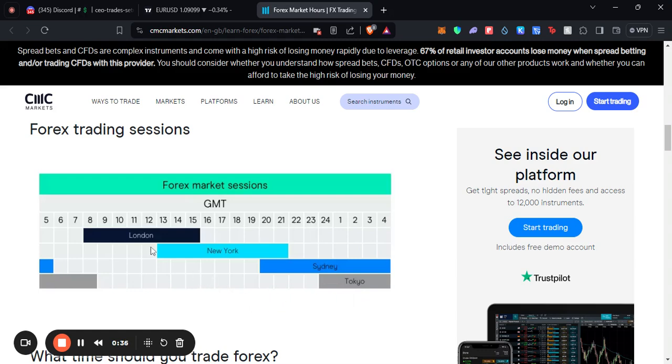Now, for me being in the UK, I mostly trade the London session, which is the opening in the morning, and this is where I utilize the Judas swing trading strategy. Then we have the New York session, which is the afternoon, and then we have the Tokyo session overnight, and I don't really do anything during Sydney. Now, these are the main four trading sessions that everyone is going to be aware of.